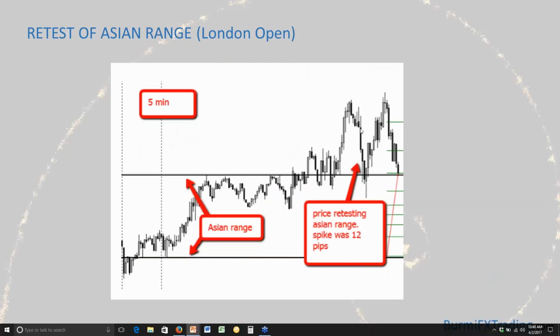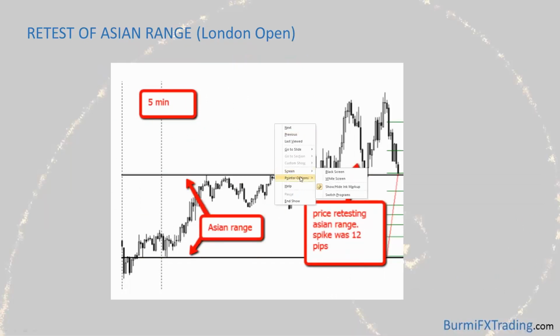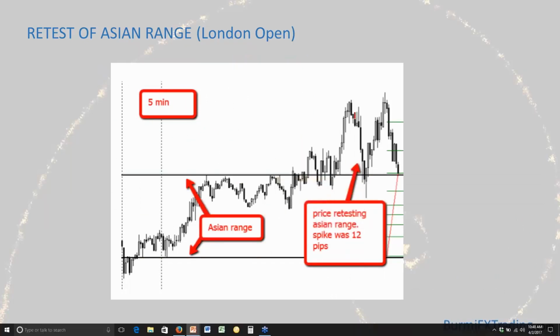Okay, here we have another example of that same price behavior. Price breaks out of the Asian range, okay. Price comes back to test the top side of the Asian range. We have open spike, okay. We take our buy entry here, and price moves higher to fill that open spike, okay.